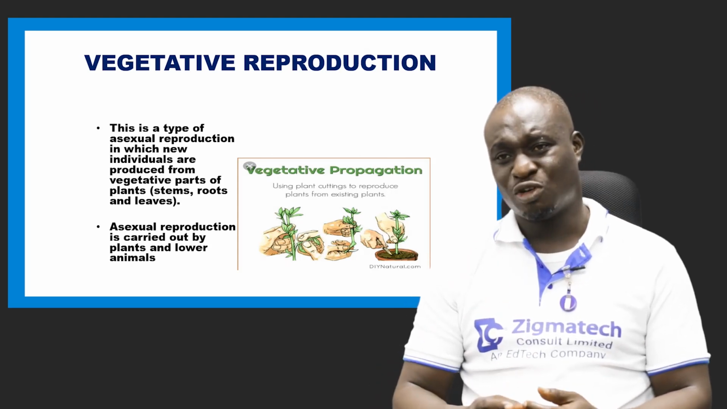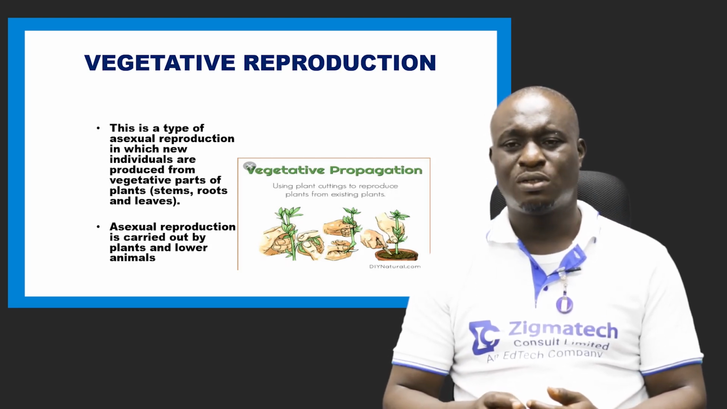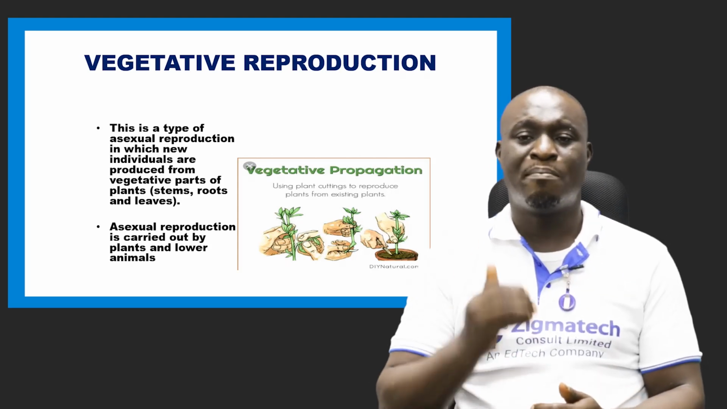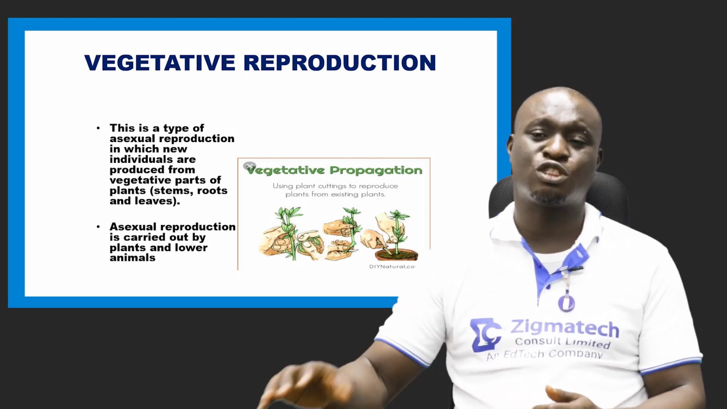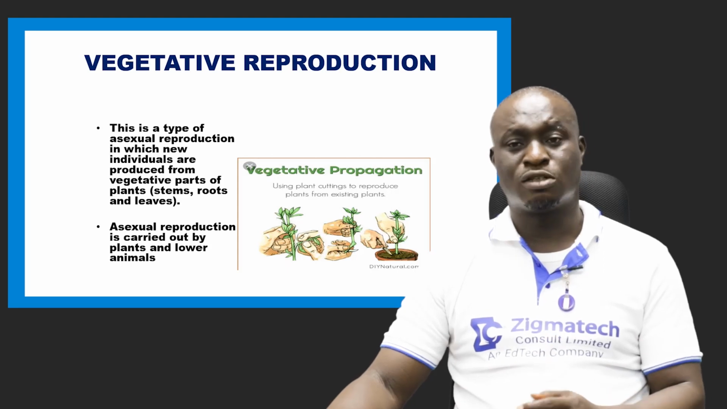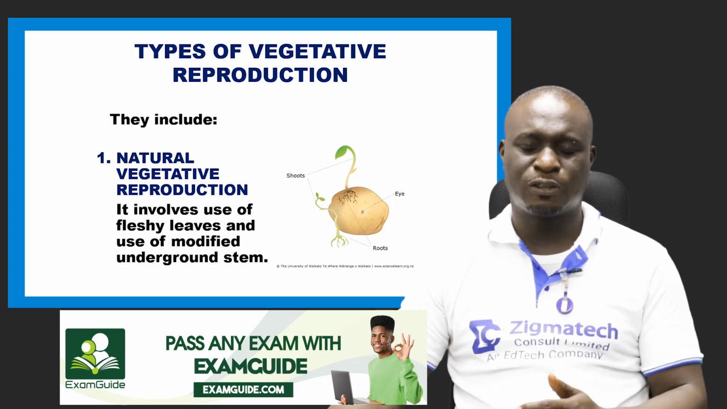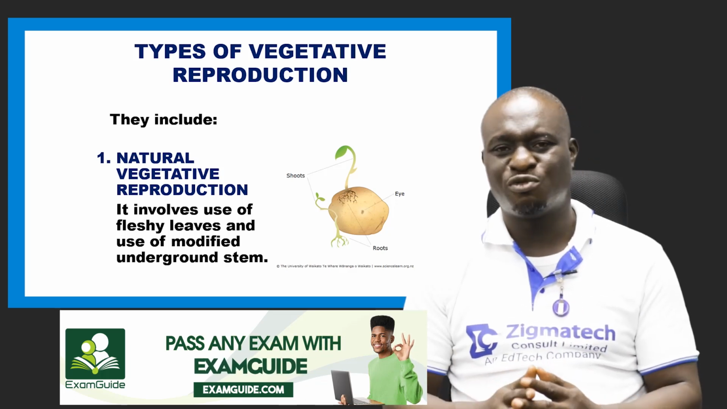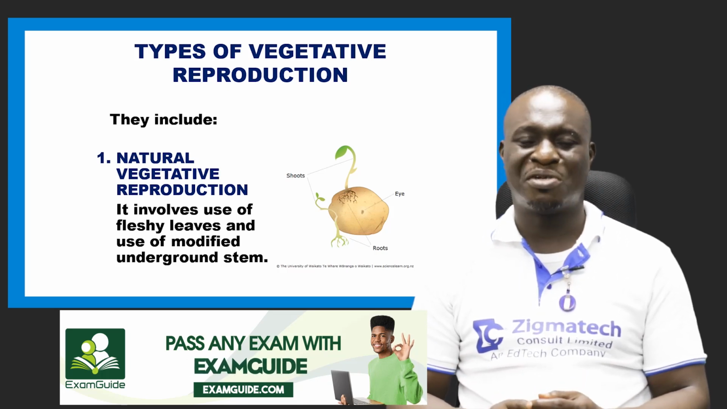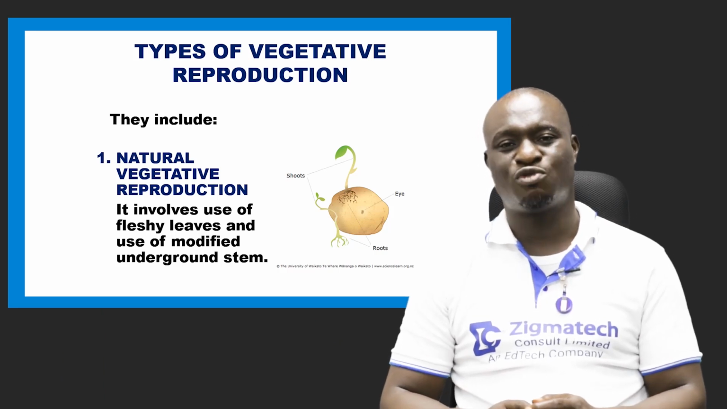Now, we have different types of vegetative reproduction. Vegetative reproduction is a type of asexual reproduction that is carried out by plants as well as lower animals. Mostly in terms of plants, you see vegetative reproduction. Now, we have different types of vegetative reproduction. We have the natural vegetative reproduction, and we also have the artificial vegetative reproduction.